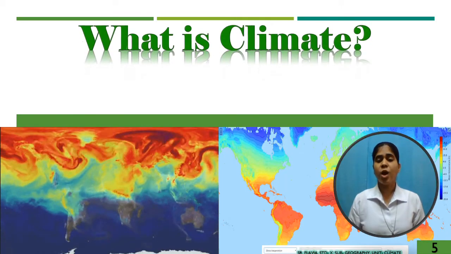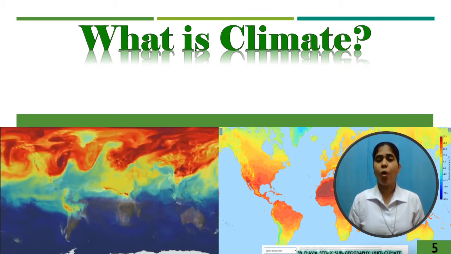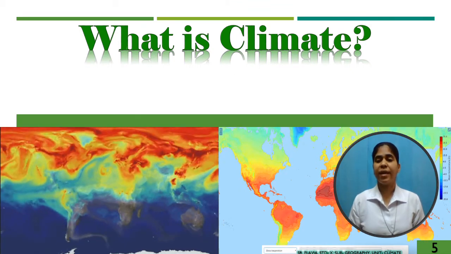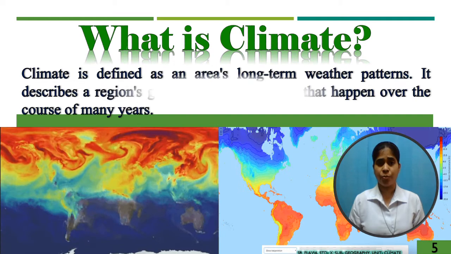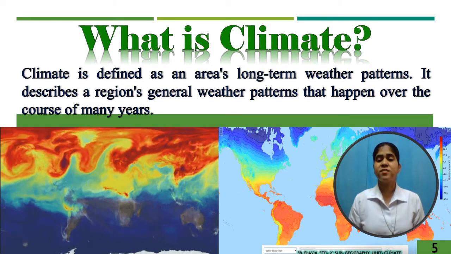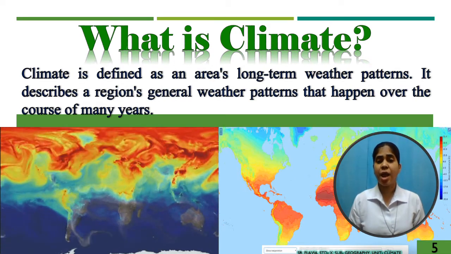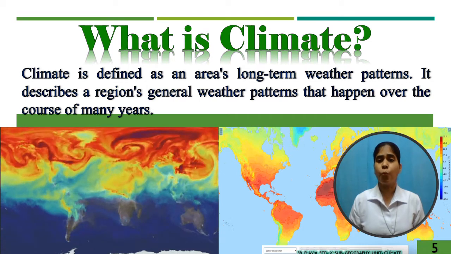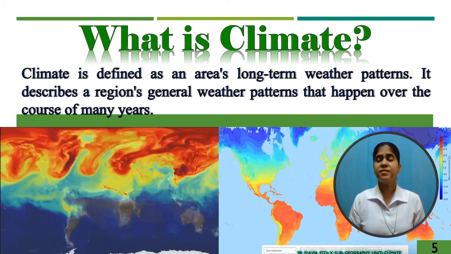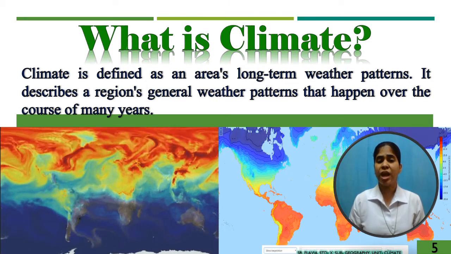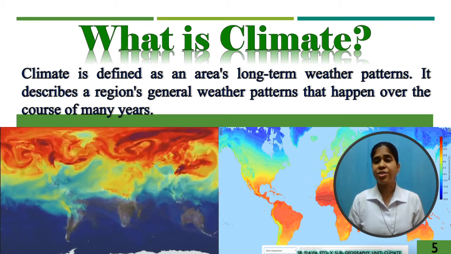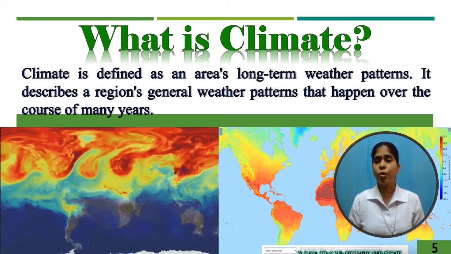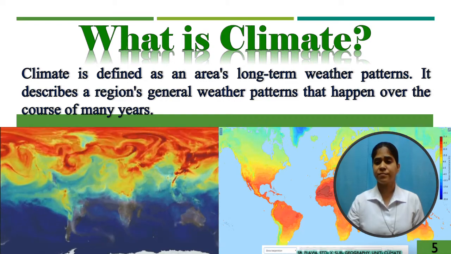Students, now answer my question. What is climate? I will tell you. Climate is defined as an area's long-term weather patterns. It describes a region's general weather patterns that happen over the course of many years.